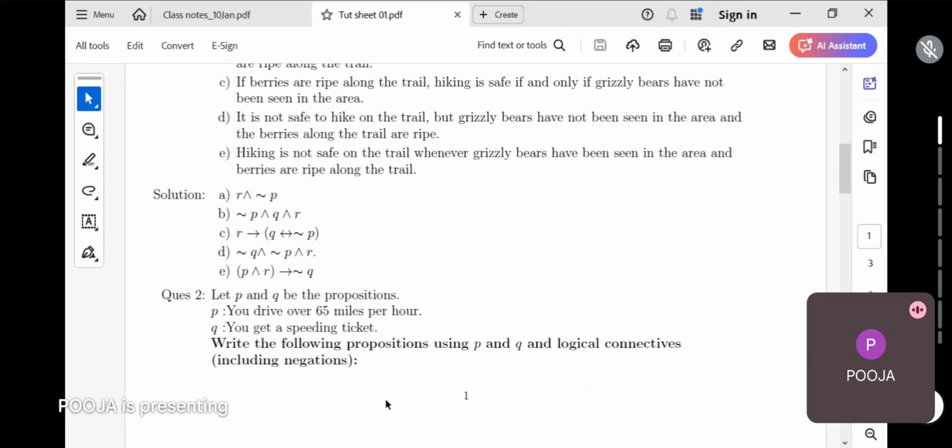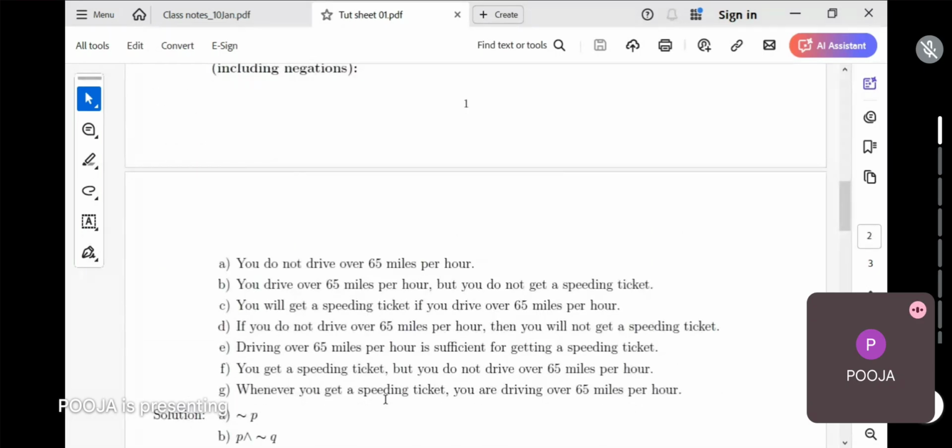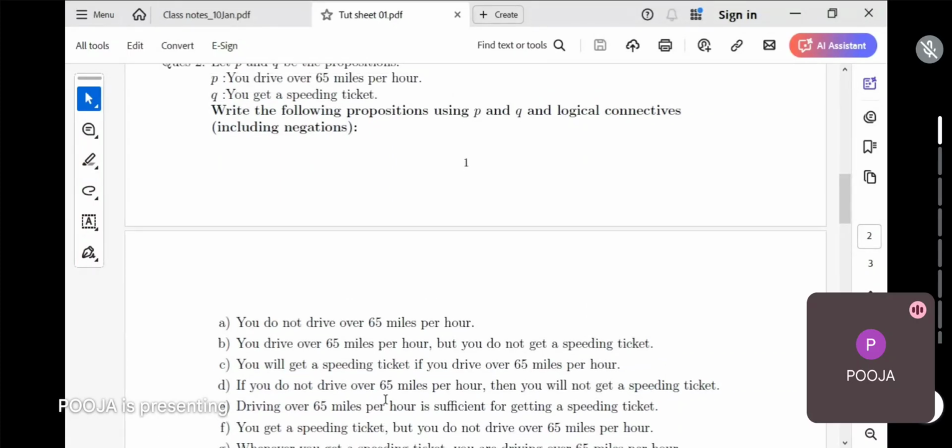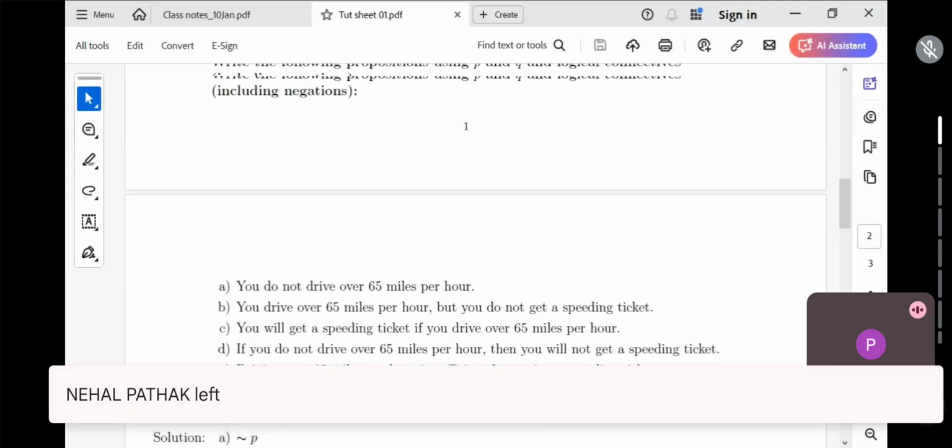P and Q are two propositions. You drive over 65 miles per hour, you get a speeding ticket. Write the following propositions using P and Q and logical connectives. The first one is you do not drive over 65 miles per hour. P is you drive, and you do not drive, definitely negation P. The first one is very simple. The second is you drive over 65 miles per hour but you do not get a speeding ticket. But means and, so conjunction. So P and you do not get a ticket is negation Q. So the answer is P and negation Q.